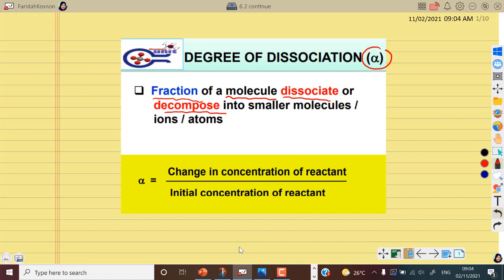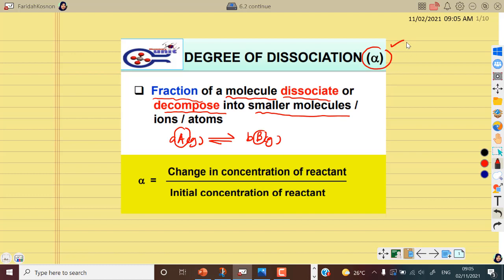penceraian ataupun penguraian menjadi molekul-molekul yang lebih kecil, sama ada dalam bentuk molekul ataupun ions ataupun atom. Maksudnya sekarang dalam reversible reaction, for example, I have A, mole of A, let's say in the gaseous phase, right, dissociates into B. Okey, jadi apa yang kita maksudkan dengan degree of dissociation ni, kita nak kira fraction A ni, reactants molecule iaitu A, berapa banyak yang telah mengalami penceraian ataupun terurai menjadi B. Jadi itulah yang dikatakan degree of dissociation, or the symbol is alpha.